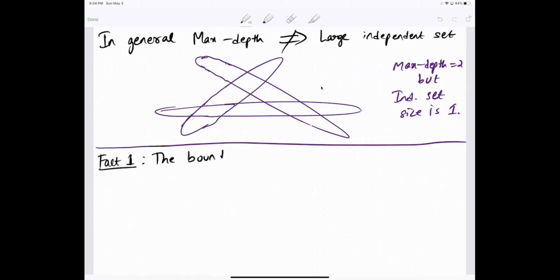The boundary of the union of n disks has order of n vertices. Okay, so there are a couple of things to define here. I have to define union, I have to define boundary. Let me draw some figures here.